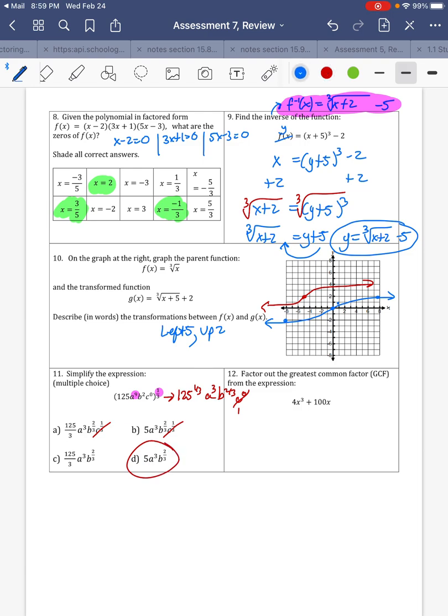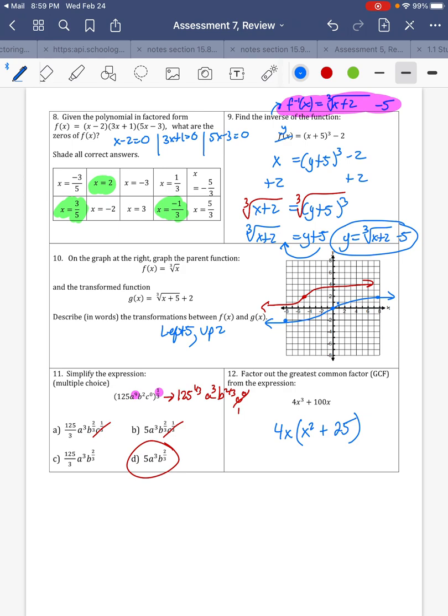And the last question here, 4x to the third plus 100x. Factoring out the GCF, well, 4 goes into both 4 and 100, so I'm going to take out a 4. And I'm also going to take out an x. So that would leave me with x squared plus, and then 100 divided by 4 is 25, and the x is already outside. So there we go.